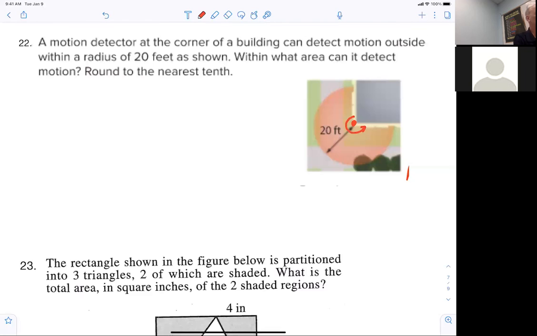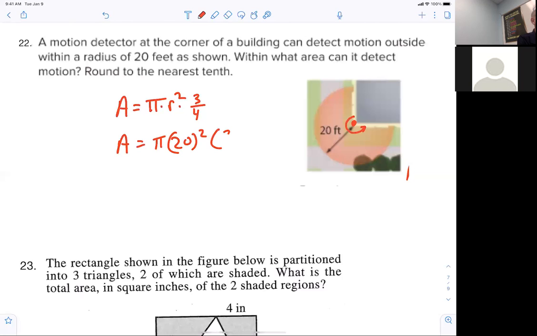There you go. So what's the formula for area of a circle? Just tell me the formula. Pi r squared. That would be the whole thing, but we only want what? Yes, very good. Pi times r squared times 3/4. So area equals pi. What's the radius? 20. So now do that multiplication for me.